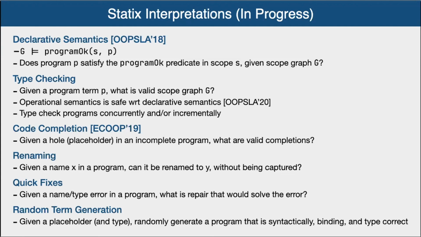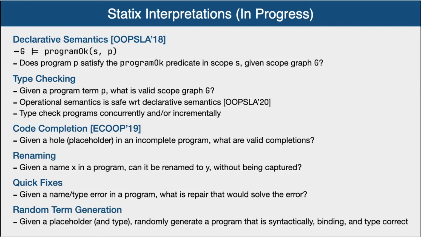At ECOOP last year, we had a paper where we explored code completion. That's still work in progress in Spoofax. But the idea is, given an incomplete program, as I showed before, a program with holes, what are valid completions for that hole? It can be what name can I use here, but also what kind of context constructs can I use here that are type correct.